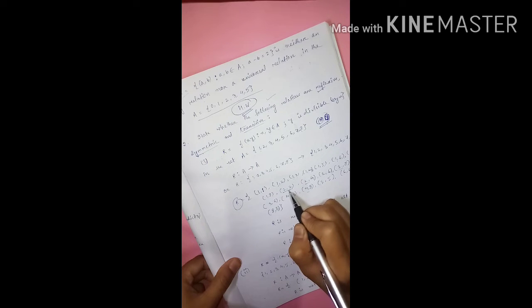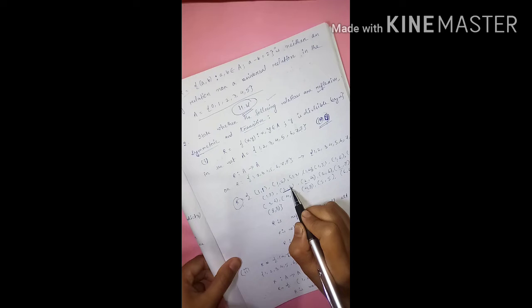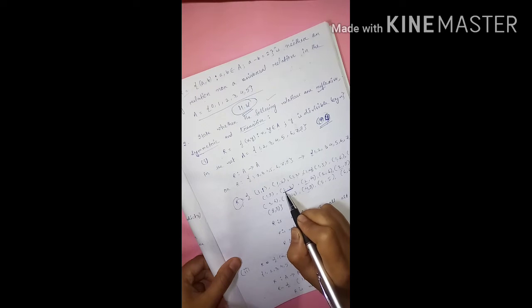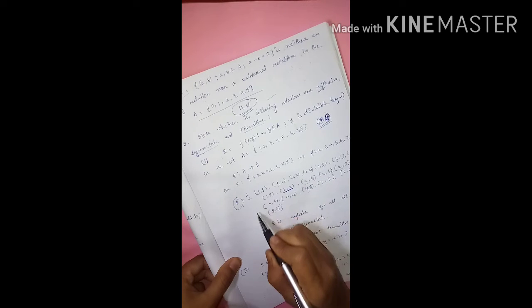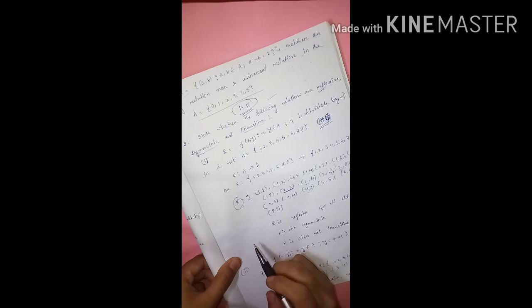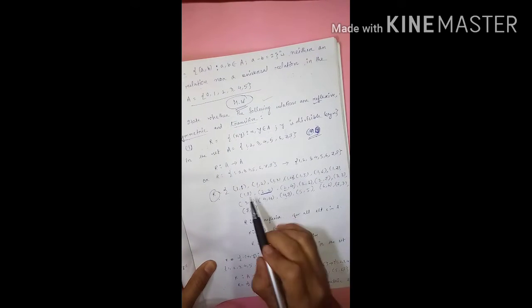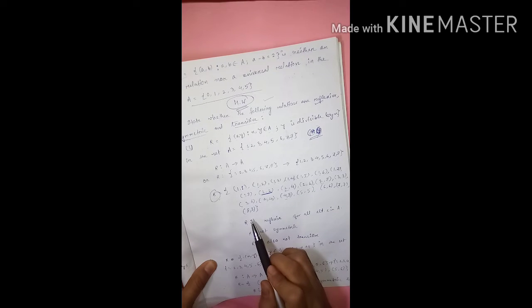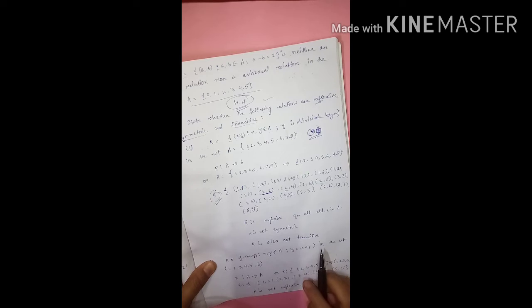Now 2, 2 is also an element in R because 2 is divisible by 2. Similarly, 4 is divisible by 2. Similarly, we have some other terms. So you can see R is a relation containing all these elements. Now we have to check whether this is reflexive, symmetric, or transitive.